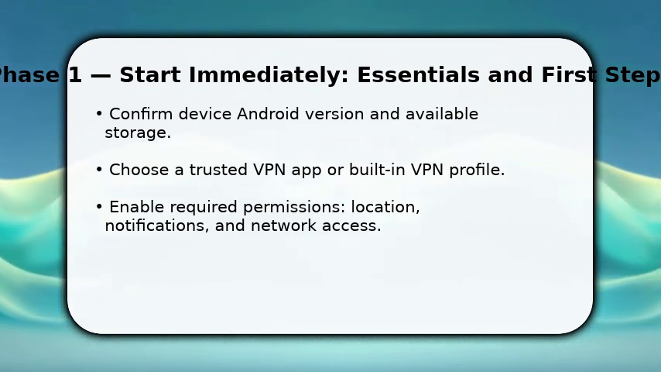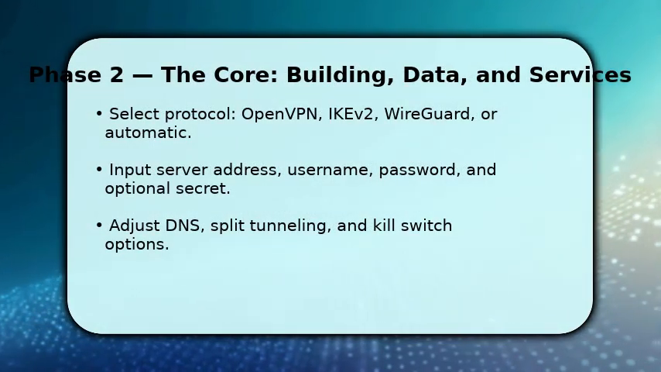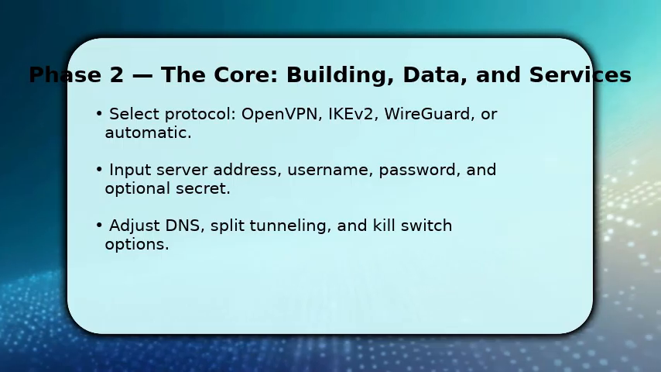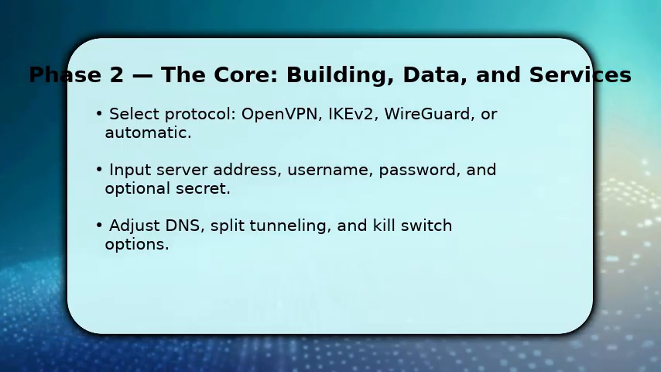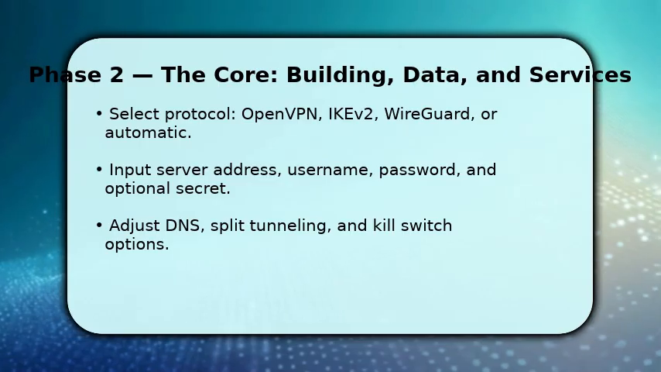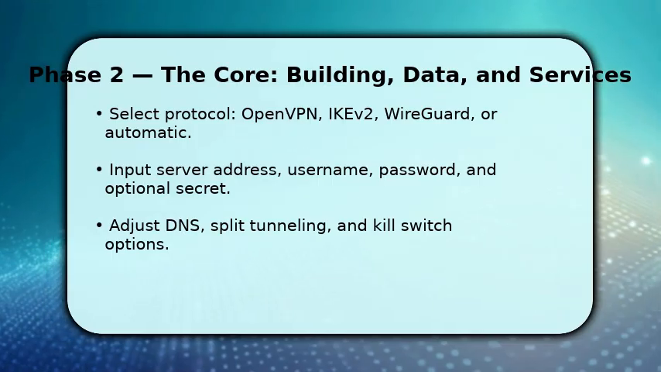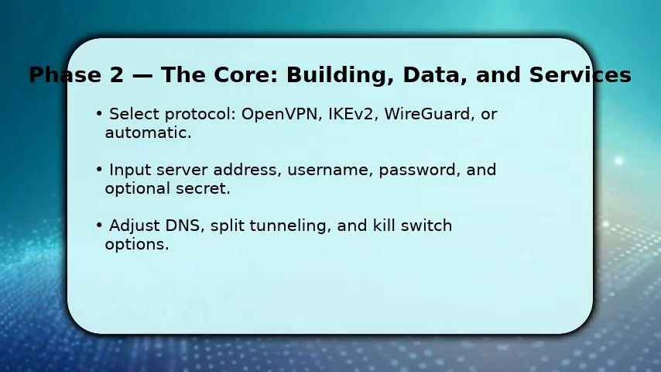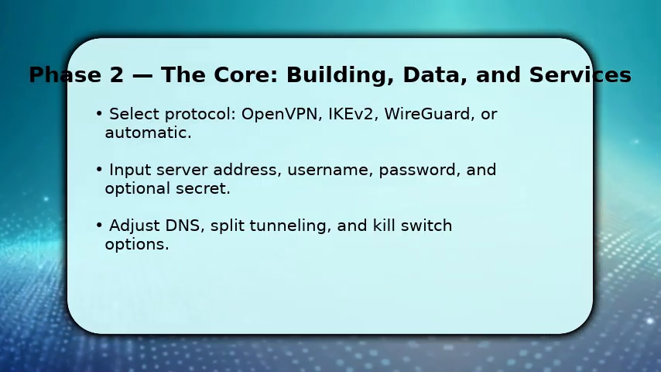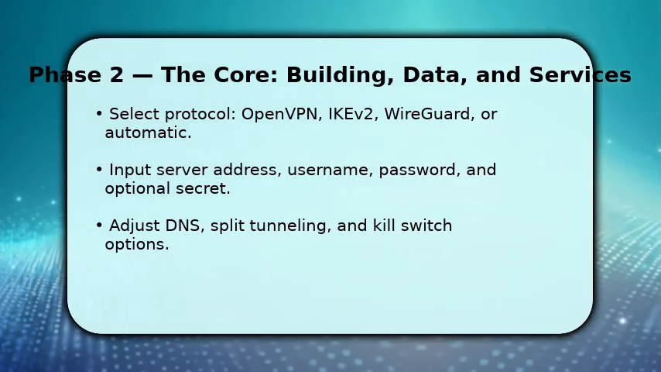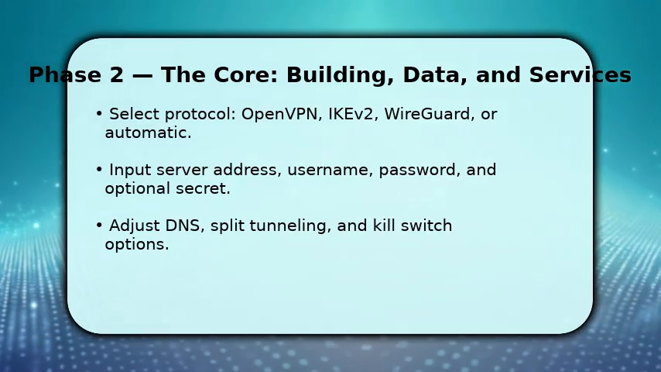Now you focus on the detailed configuration. Choose a protocol like WireGuard for speed or IKEv2 for stability, because protocol affects security and battery use. Enter the server address, username, and password exactly as provided, and add a pre-shared key if required. Then configure DNS settings to prevent leaks, enable split tunneling if you want selective routing, and toggle the kill switch for safety. These middle steps define how traffic flows and how resilient the VPN behaves.